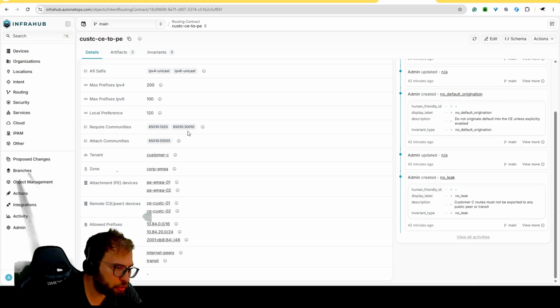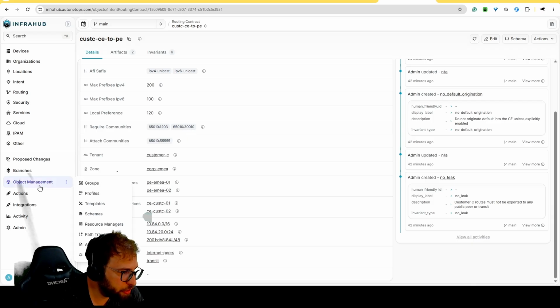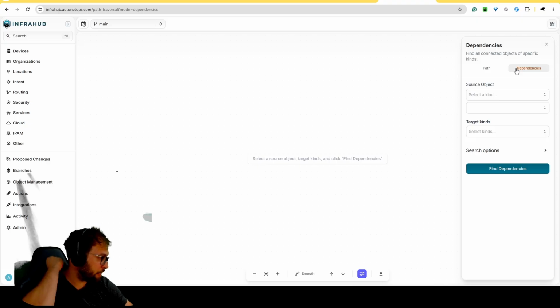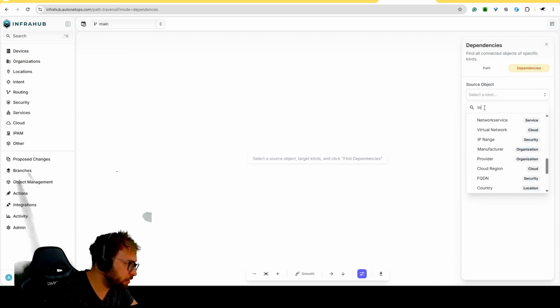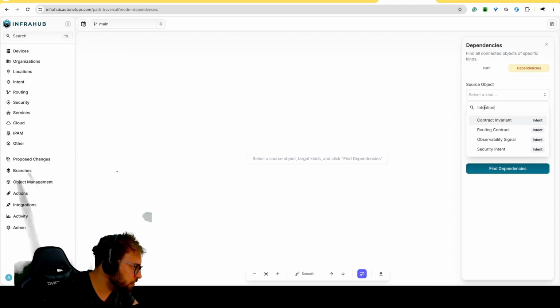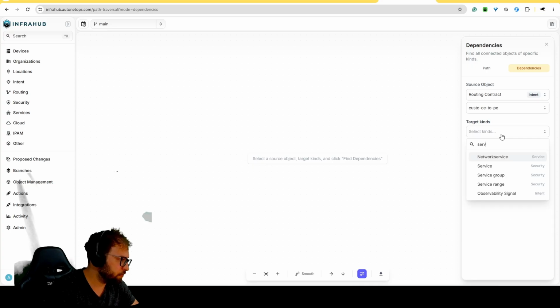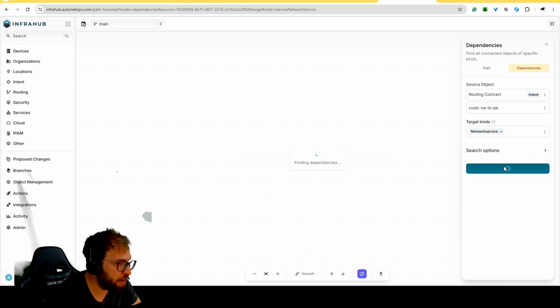Which service am I going to affect? We have on this InfraHub a path traversal, and it's going to answer just that for me. So I'm going to create this dependency. I'm going to check here what my intention is, and we are going to see our routing contract. If we change the customer CE, which network service are we going to affect?